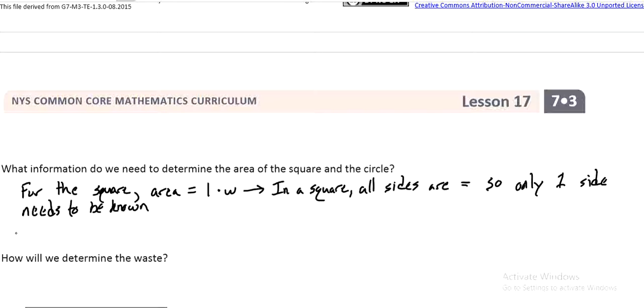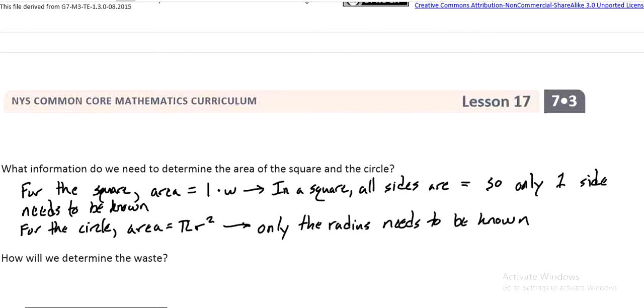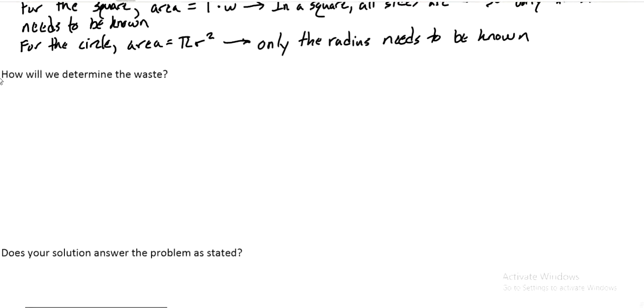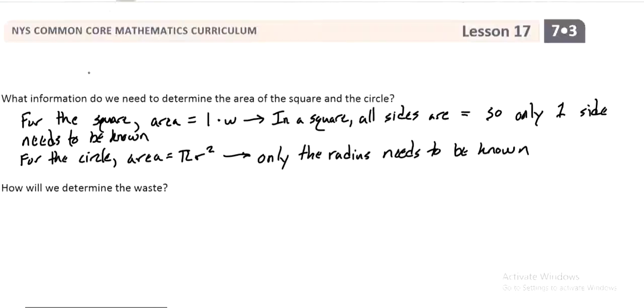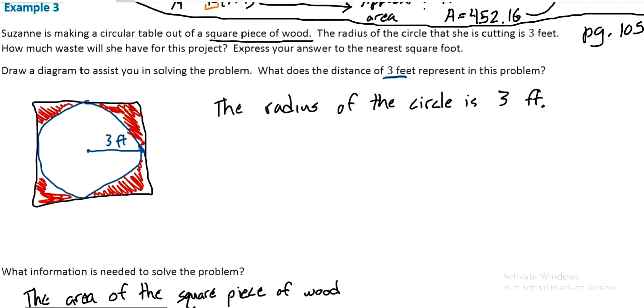And then for the circle, area equals pi times r to the second power, where r is the radius. So only the radius needs to be known. And then it asks down here, how will we determine the waste? So that means the parts left over here from cutting that circle out.